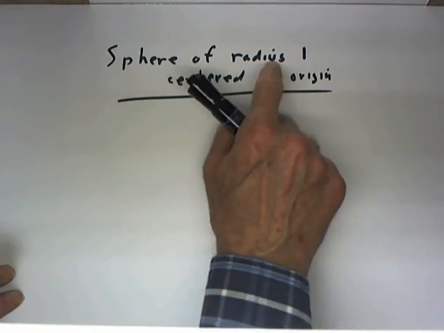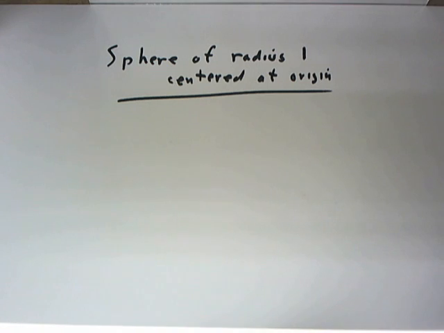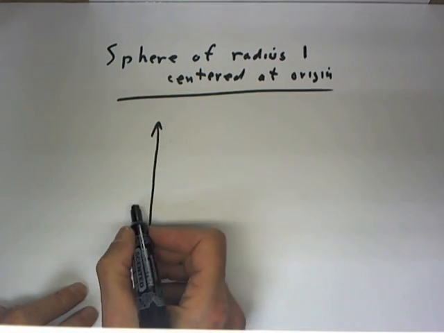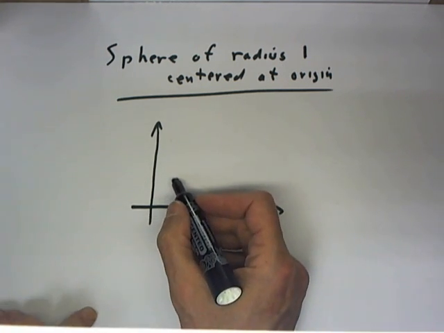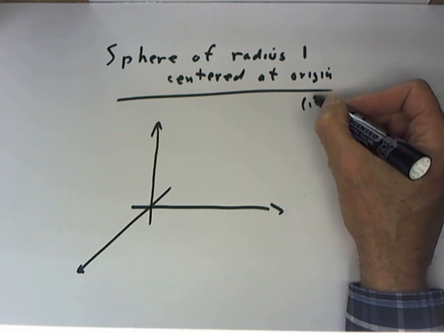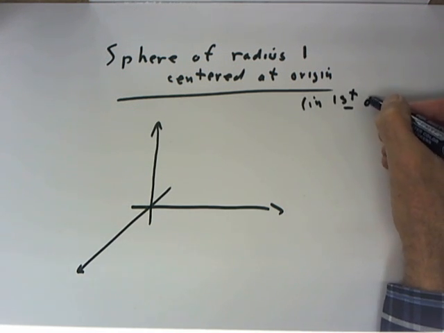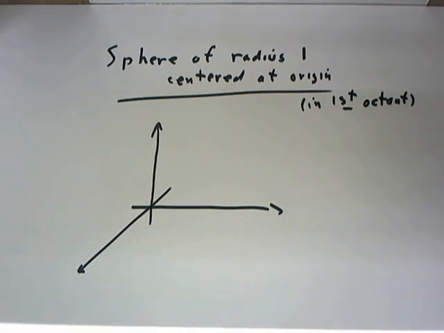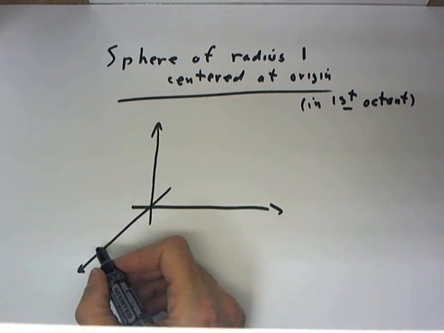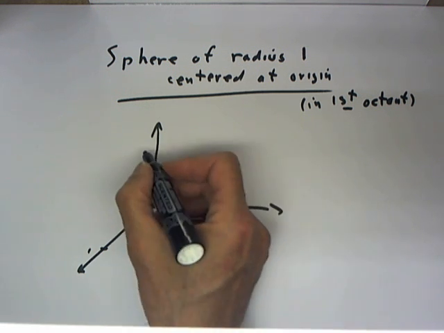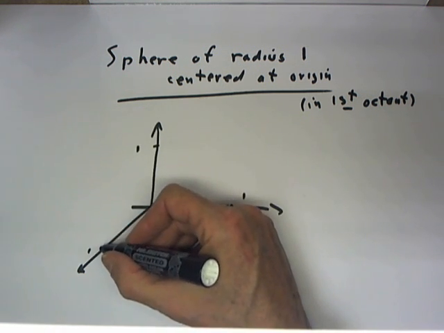Let's consider a sphere of radius 1 centered at the origin. Now, we've looked at this region before, at this kind of a sphere. And I want to simply confine this sphere to the first octant for right now, just for simplicity of illustration. Okay, so let's say that here's 1 on the x-axis, 1 on the y-axis, 1 on the z-axis.